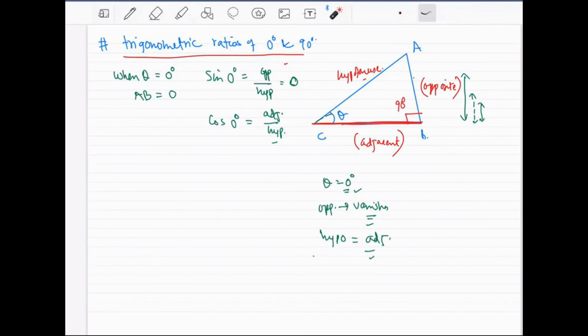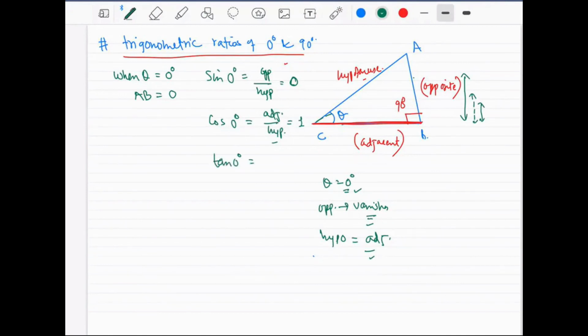Remember, the formula for cos is adjacent by hypotenuse. When the angle is 0 degree, adjacent and hypotenuse are equal. If you divide two equal numbers, 2 by 2 or 3 by 3, we get the same value, right? We get 1. If you divide 5 by 5 also, we get 1 after cancellation. So when we divide them, what we obtain is 1. What about tan 0?